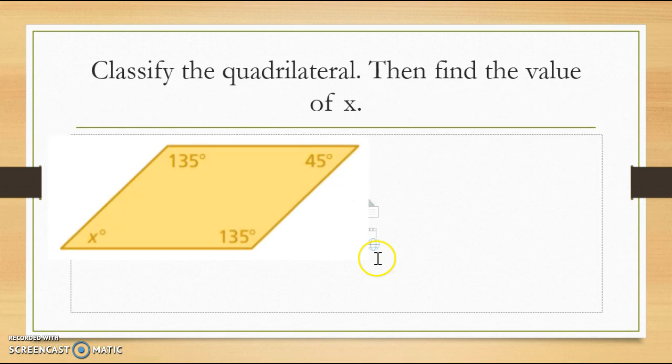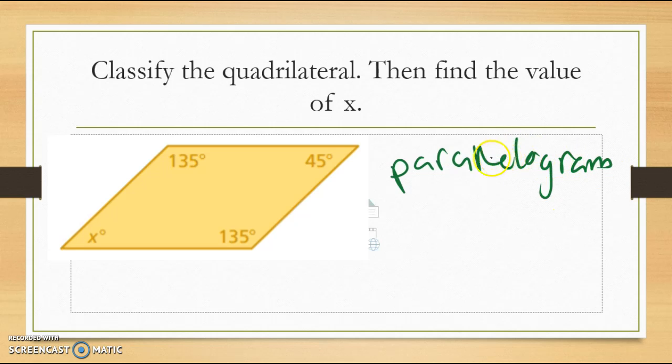And now we need to classify the quadrilateral, then find the value of x. So we can't say that any of these sides are the same because we don't have any of these tick marks, right? So we can't say that it's a rhombus. So we're just going to have to look at it. We'll say that this one is a parallelogram.